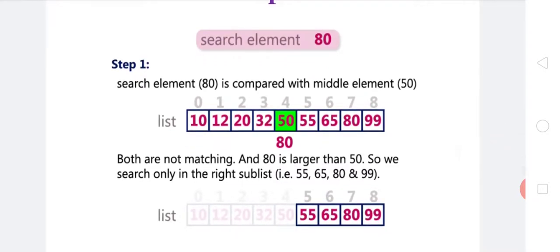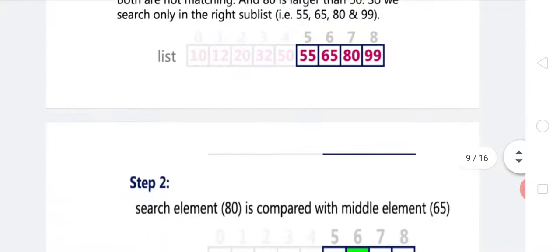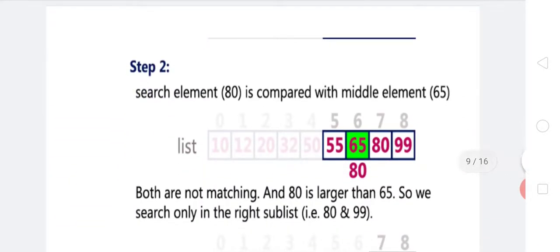Now see in the figure at the bottom, we can see one sub-array of the right side, which contains 55, 65, 80 and 99. Again we have to search for 80 with the mid value. Before comparing 80 with the mid value, we have to calculate the mid value. How to calculate mid value? Beginning plus end divided by 2. Mid is equal to, beginning is 5, end is 8. 5 plus 8, 13 divided by 2, answer is 6. Means mid value is 6.